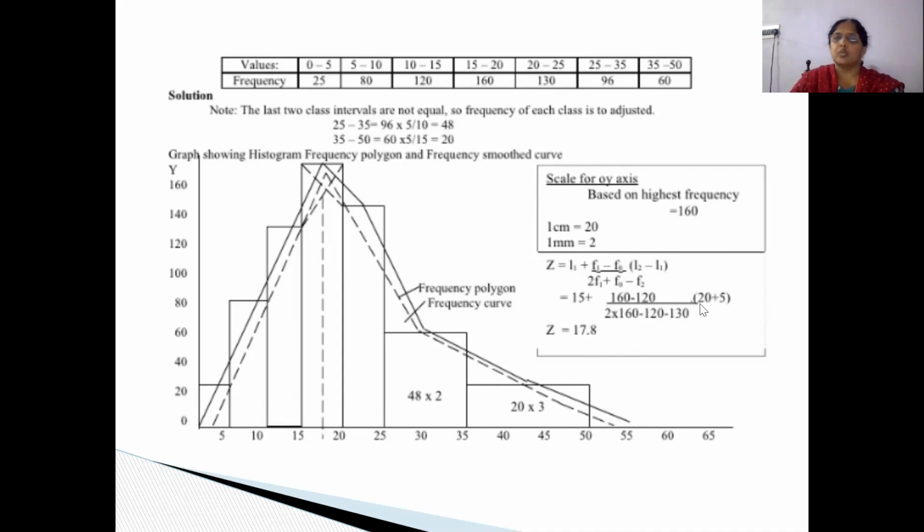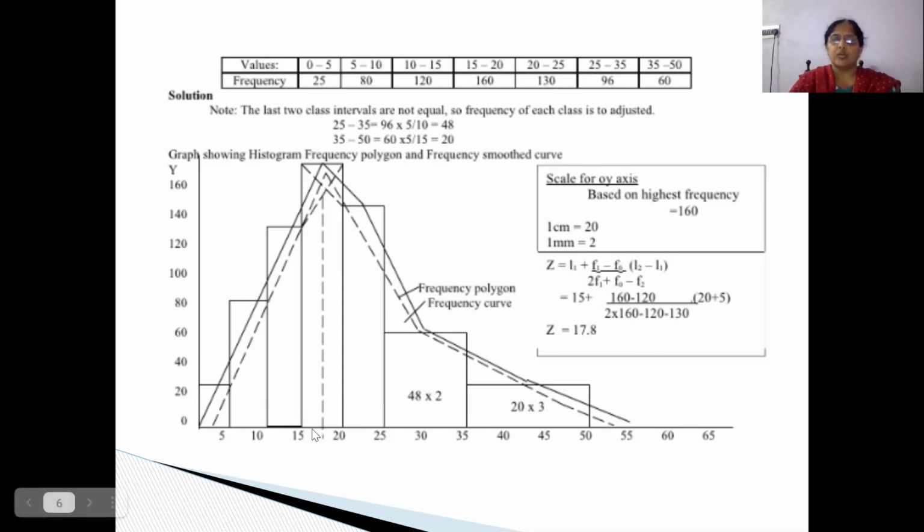So that is 20, because how do we get the 20? 15 plus the difference, 20. So that should be 17.8. That is the modal class. This is the modal class, 17.8. See here also, this is exactly off.